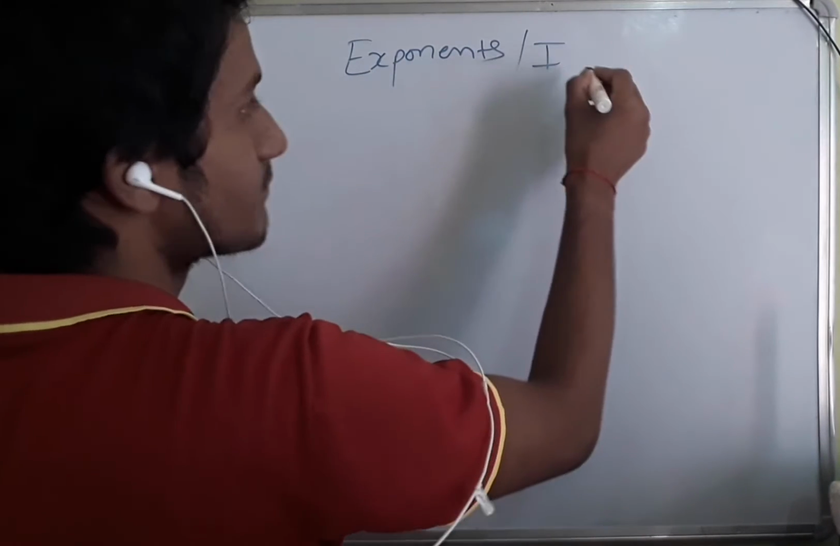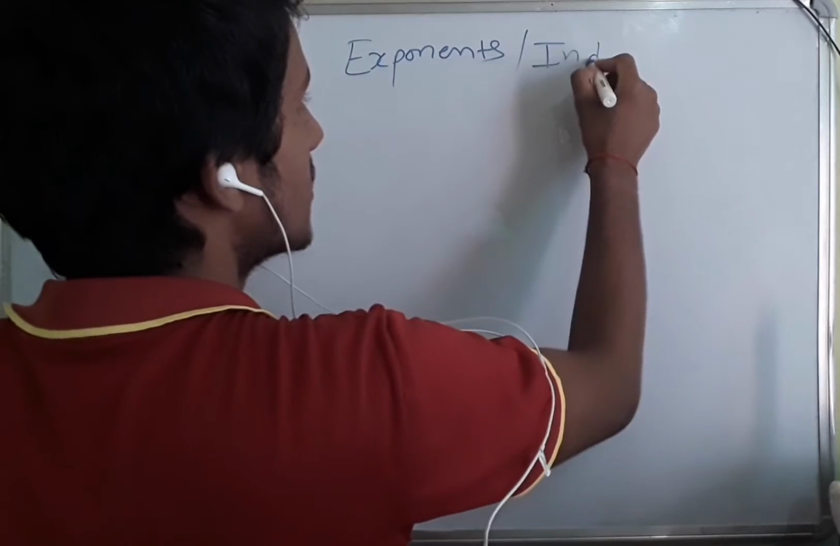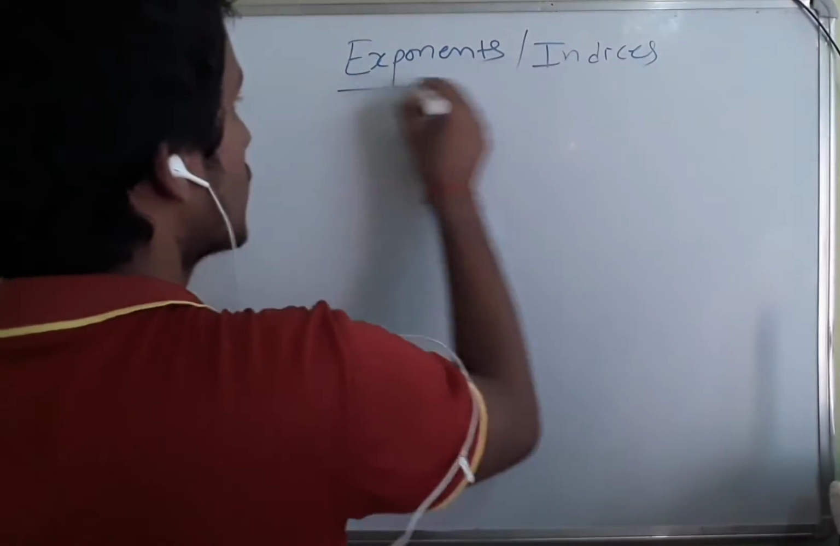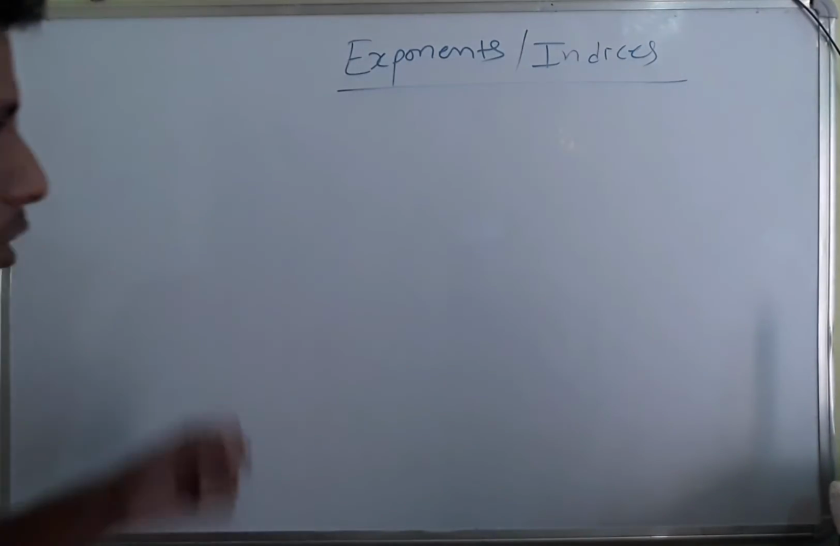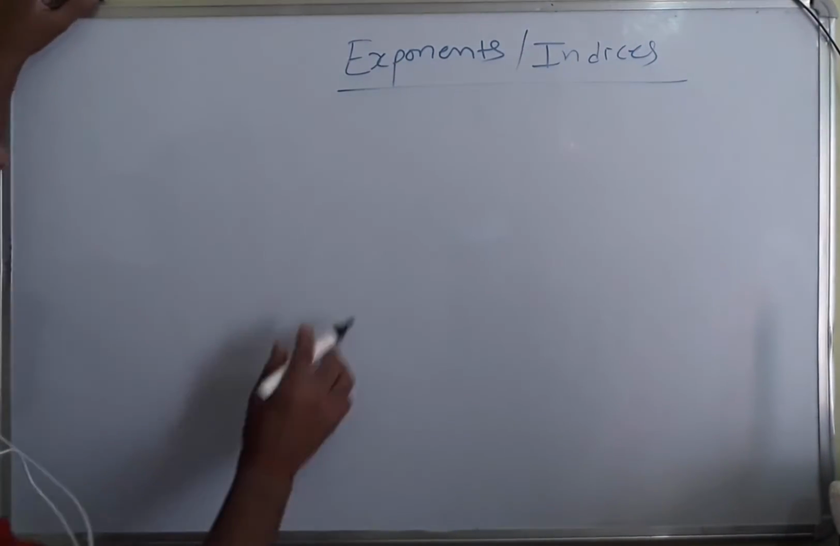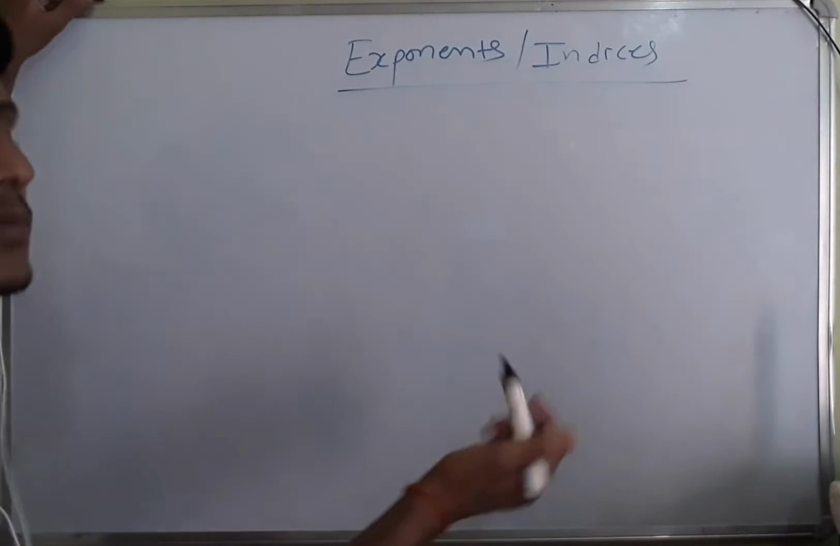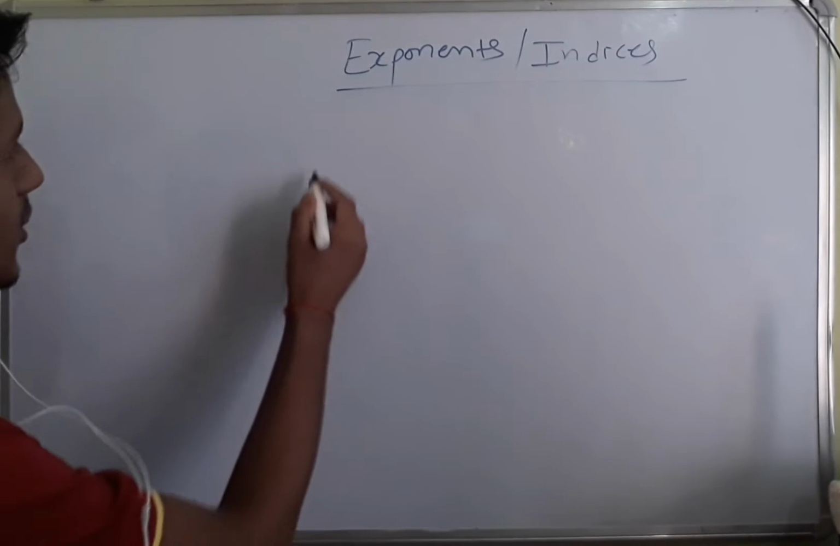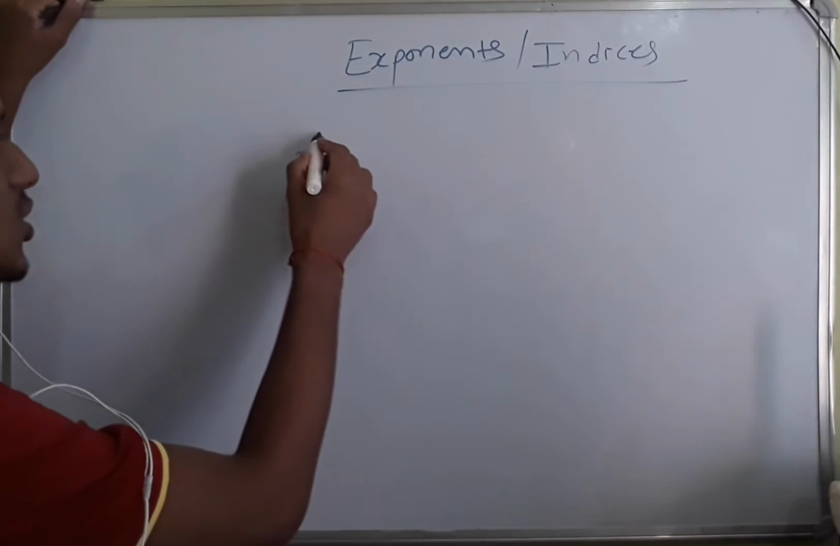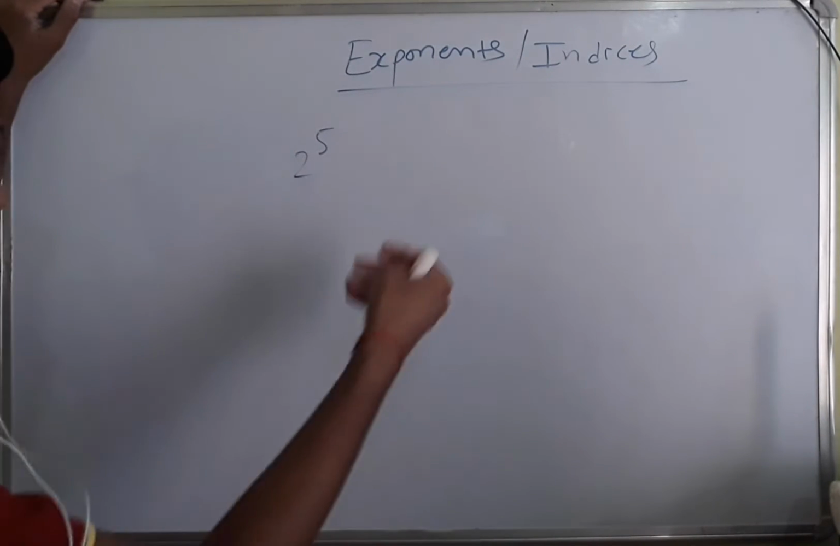Exponents or indices, you can call either of them. So what is an exponent? Let's start with numbers first. Let me give you the meaning of this in terms of numbers, then we're going to move on to variables. When we have 2 to the power 5, this is 32.